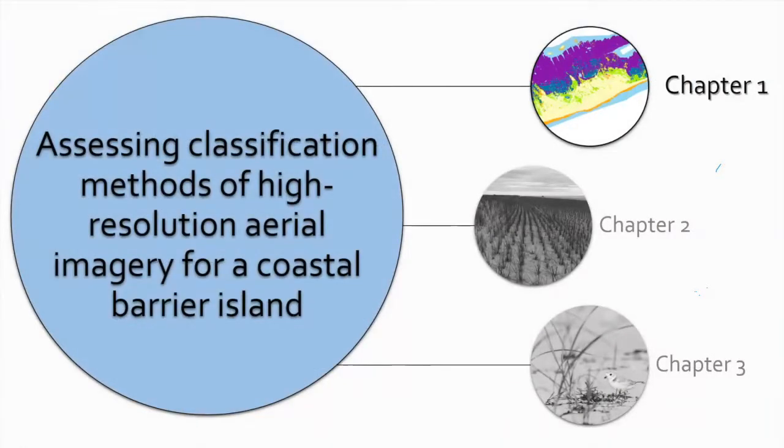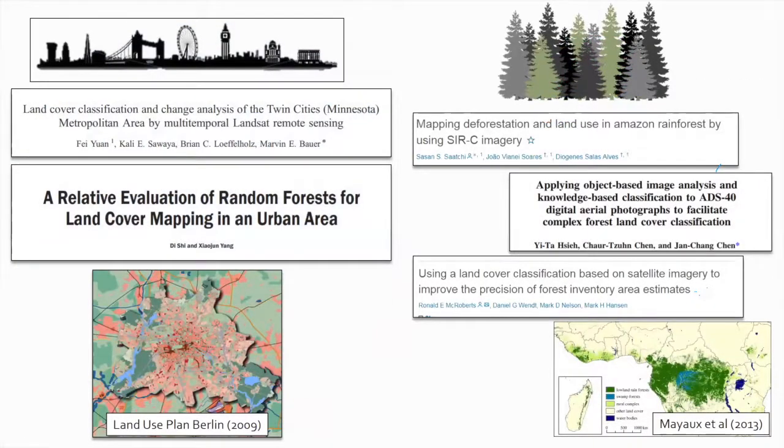Okay, so the first chapter, assessing these classification methods. So as some of you may realize, within ecology and wildlife research, we heavily rely on land cover maps to infer different metrics for species management, such as habitat availability, resource use, movement patterns. And in recent years, there has been an increase in accessibility for these remotely collected data, such as aerial and satellite imagery.